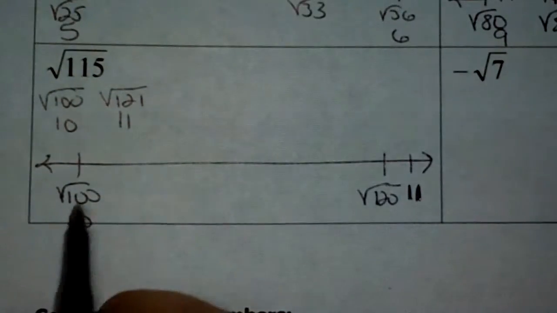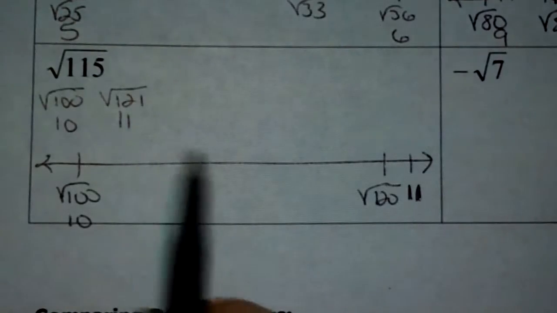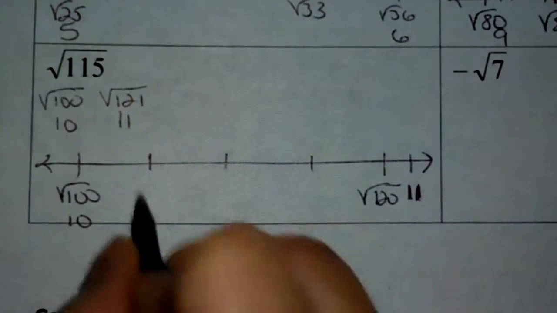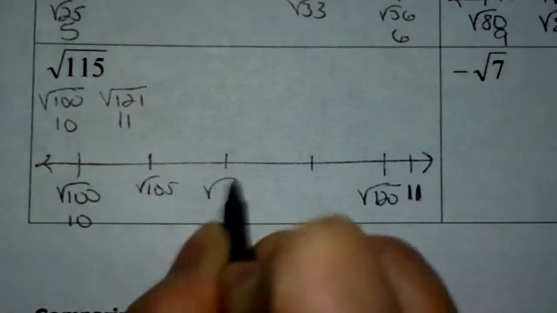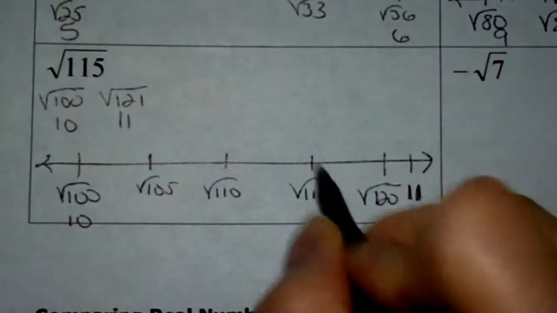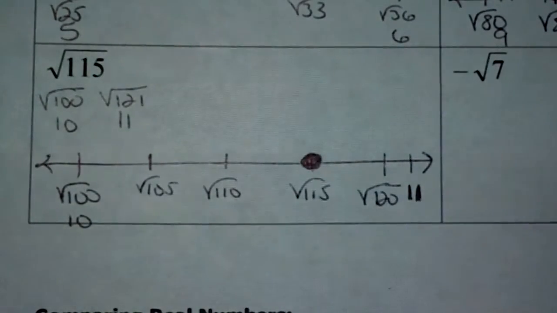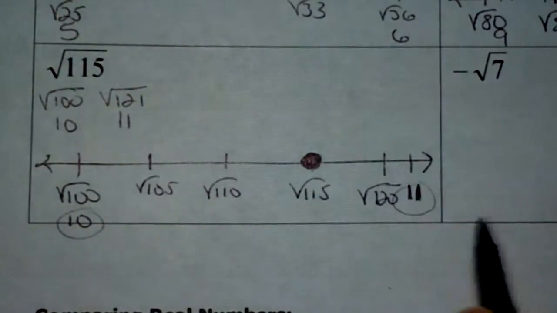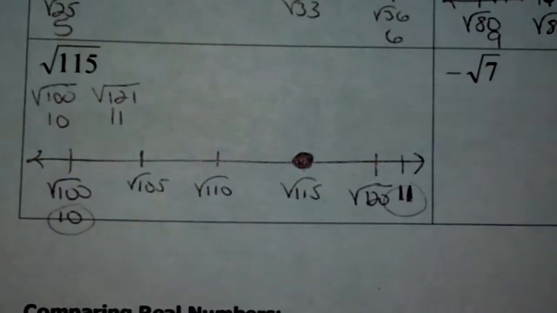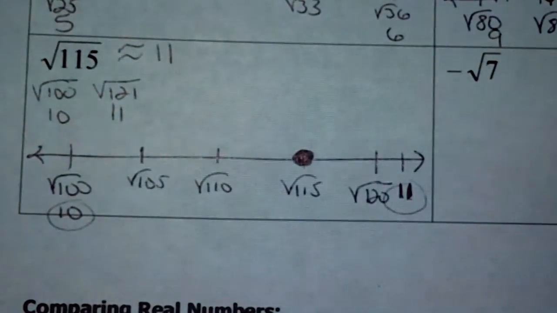So if I'm going from 100 to 120, I want 105, 110, 115, 120. So here's my 105, here's my 110, here's my 115, and that's what I want. So here's the 115, and I'm asking which integer it's closest to. When you look at this, it's obviously closer to the 11, right? So I'm going to put my almost equal to and my 11 right there. All right, scooching this over.